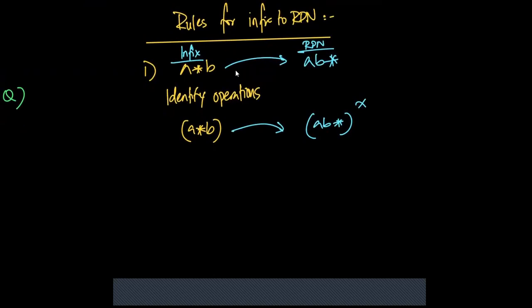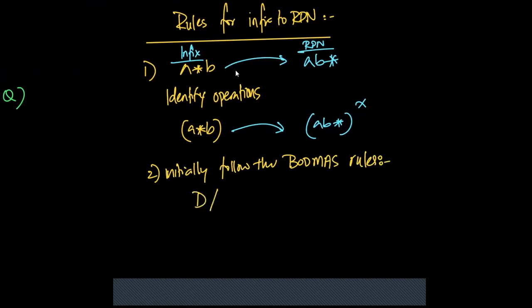All right? And finally, initially follow the BODMAS rules, meaning you'll first convert division or multiplication to RPN, and then addition or subtraction to RPN. And this is the rule. First division, then addition or subtraction.